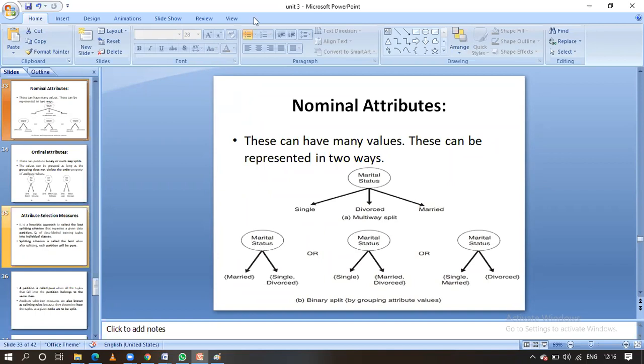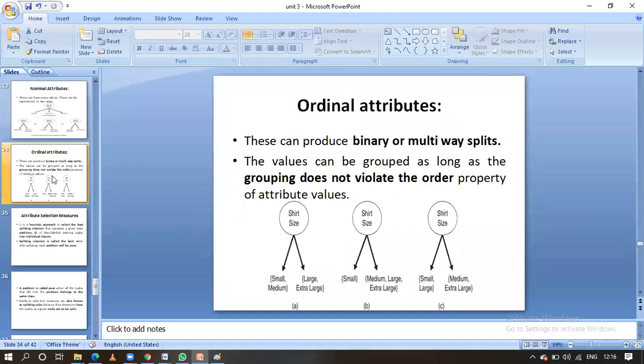Okay, completed. The last one is ordinal attributes, guys. In ordinal attributes there is some order, like first rank, second rank, third rank. They will have the order.